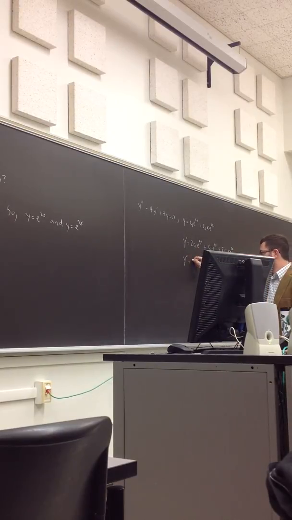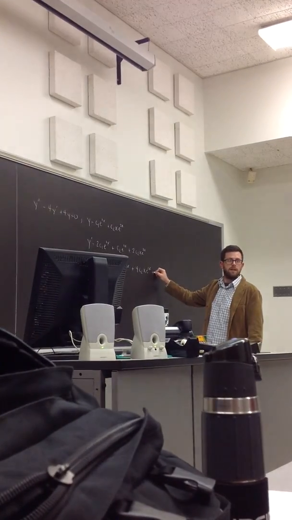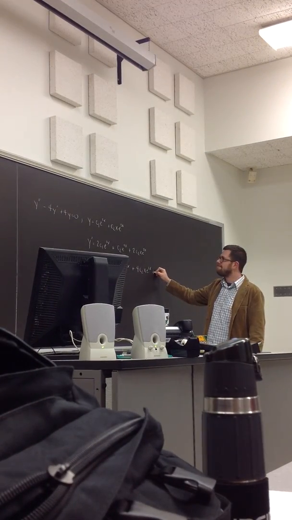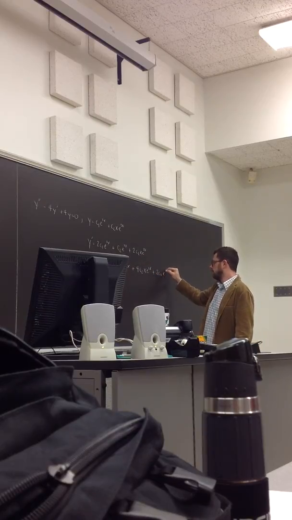So the derivative of this is 4c1 e to the 2x, 2c2 e to the 2x. Again, we need to use the product rule, right? So if you differentiate the exponential, you'll get 4c2 x e to the 2x. And then differentiate x, 2c2 e to the 2x.